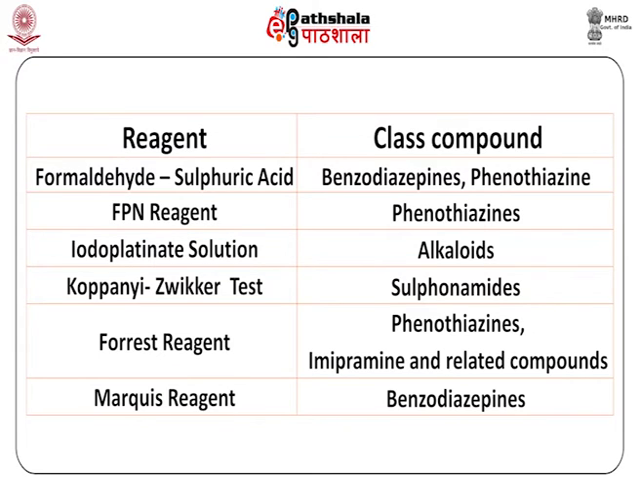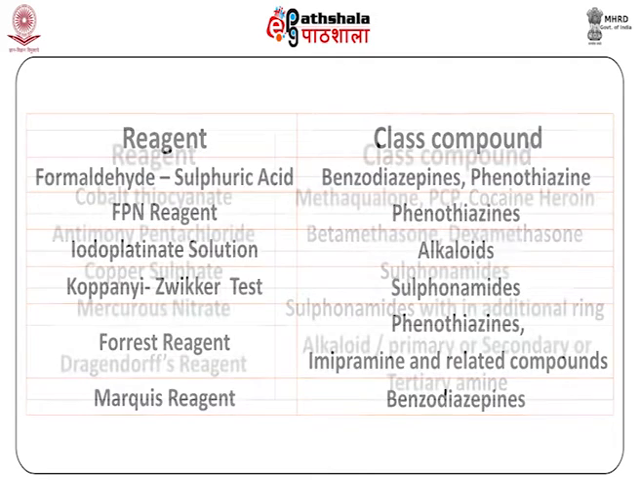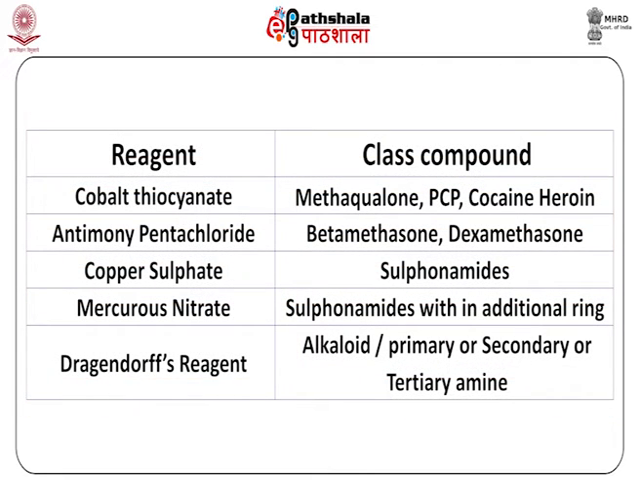For iodoplatinate solution, it is alkaloids. For Koppanyi-Zwikker test, it is sulfonamides. For Forrest reagent, it is phenothiazines, imipramine and related compounds. For Nyquist reagent, it is benzodiazepines. For cobalt thiocyanate, it is methaqualone, PCP, cocaine and heroin. For antimony pentachloride, it is betamethasone, dexamethasone. For copper sulfate, it is sulfonamides. For mercurous nitrate, it is sulfonamides with an additional ring. For Dragendorff's reagent, it is alkaloids or primary, secondary or tertiary amines.